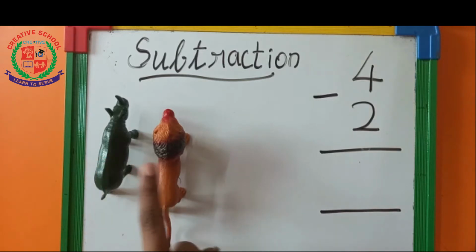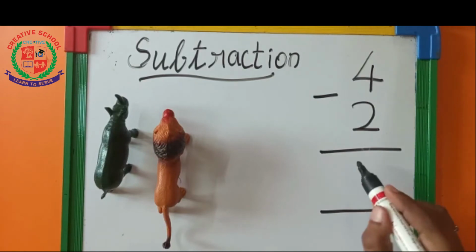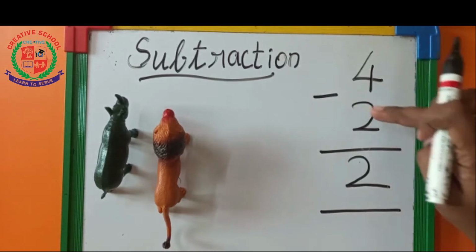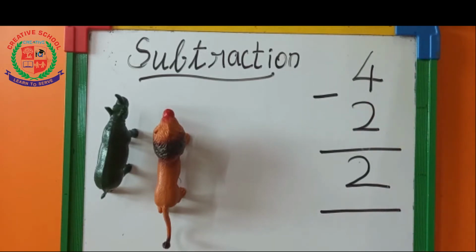What will I get remaining? Yes, only 2 toys left. So the answer is 2. So 4 subtract 2 is 2.